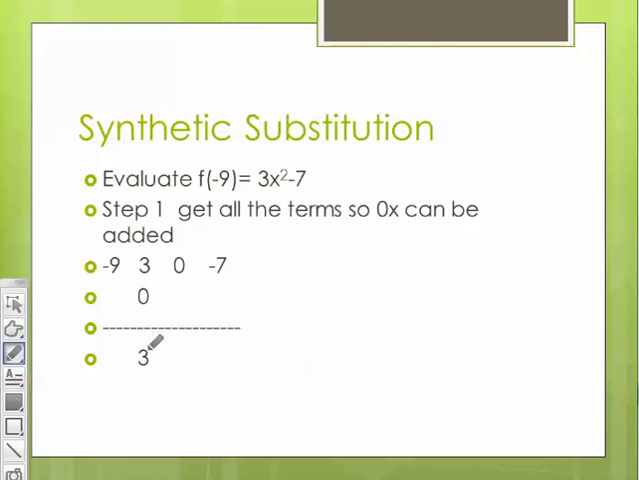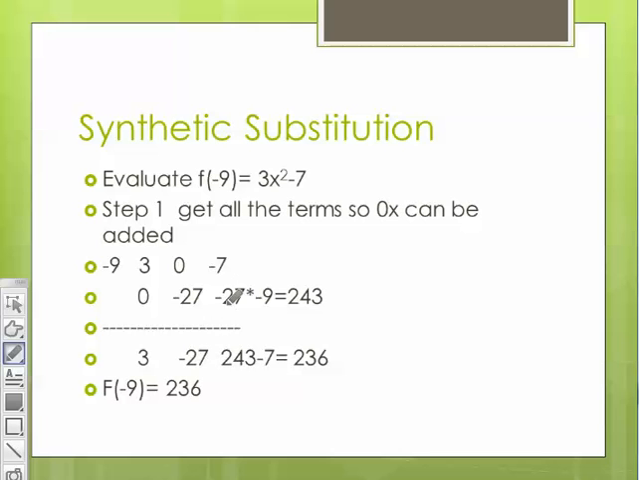The next step is really, really very easy. All I'm going to do is take this 3 times this minus 9, and put the value right there. Okay? So 3 times minus 9, negative 27. I added down. 0 plus negative 27 gives me negative 27. I'm going to now take this minus 9 times this minus 27, and it's going to go right here. So negative 27 times negative 9 gives me a 243. I add the minus 7 onto it, adding down like this, and I get 236. And lo and behold, the function, if I evaluate it at negative 9, is going to be 236.